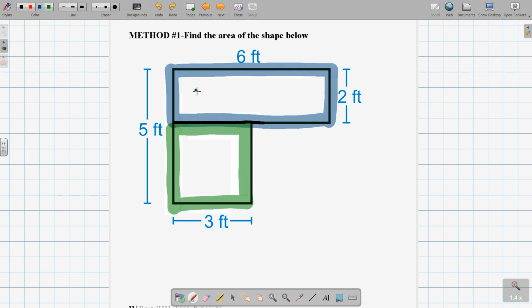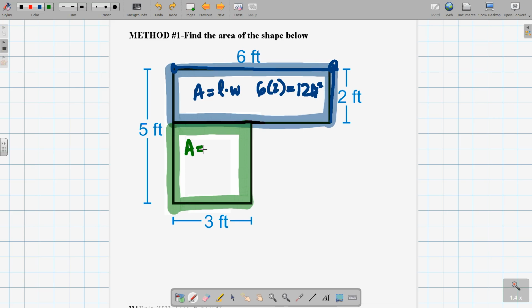The area of this first one is area equals length times width. It is super important that you physically trace the length and width here. Ready? Length, width. 12 feet squared. That's our one area.